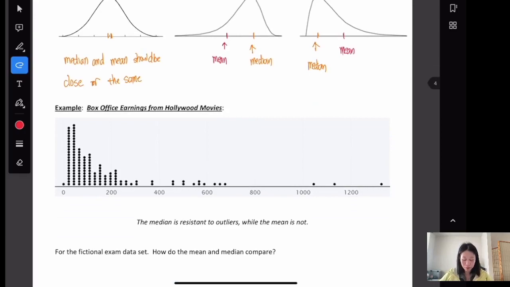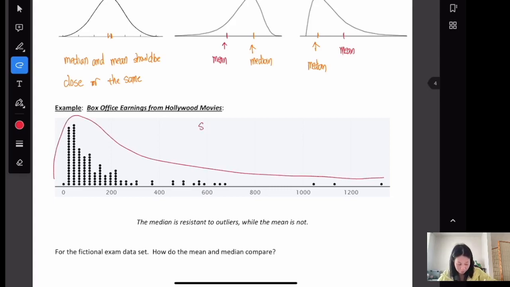So here is an example: box office earnings from Hollywood movies. As you can see, this data is skewed right. So we expect the median value to be where most of the data is. The mean is probably around here on the right side of the median, because the tail is again dragging the mean to the right side.